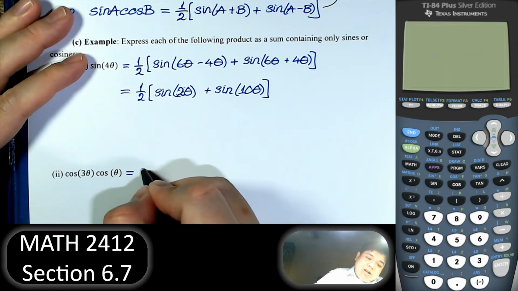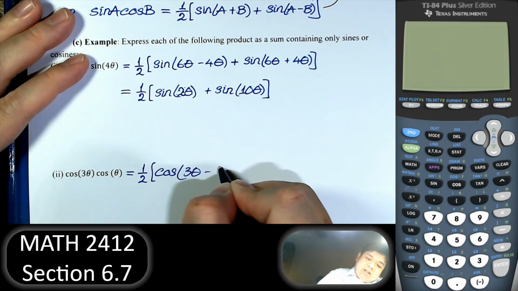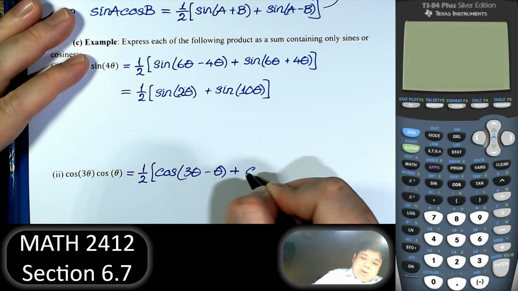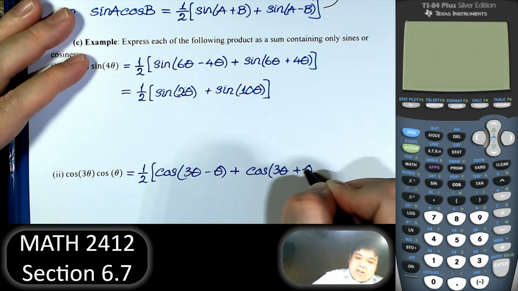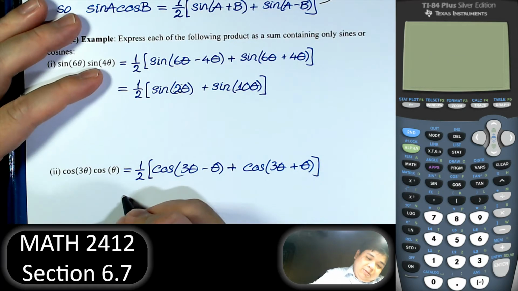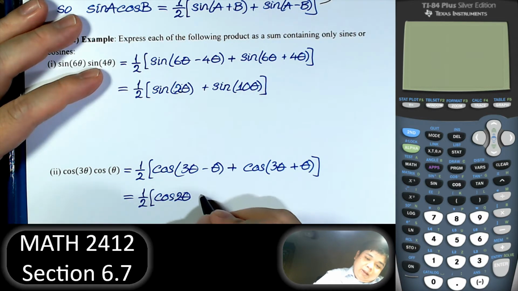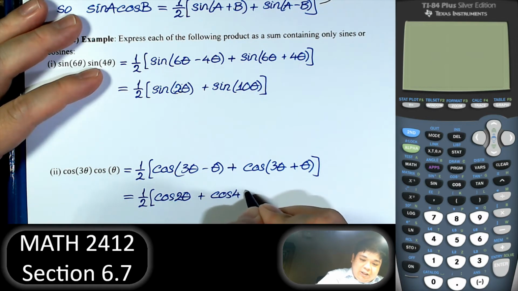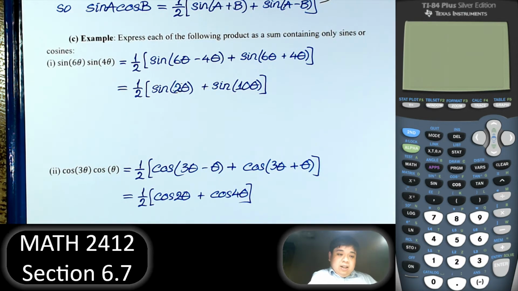Then cosine times cosine is 1/2 cosine of 3 theta minus theta plus cosine of 3 theta plus theta. That's straightforward from the formula. Now we just have cosine of 2 theta and cosine of 4 theta. So, like I said, pretty straightforward.